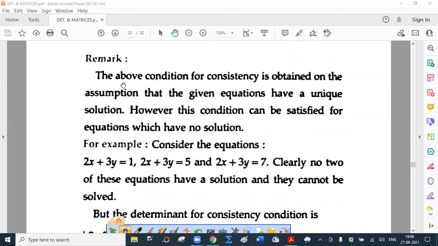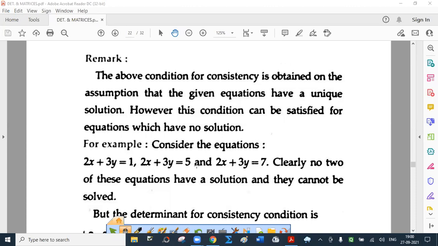Just a minute. Now this remark is very important. The above condition for consistency is obtained on the assumption that the given equations have a unique solution. However, this condition can be satisfied for equations which have no solutions. For example, consider the equations 2x plus 3y equal to 1, 2x plus 3y equal to 5, 2x plus 3y equal to 7. Note that these equations represent parallel lines which do not intersect.